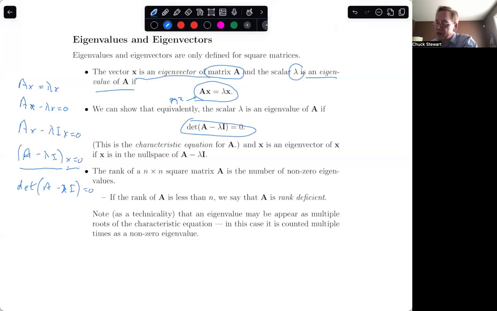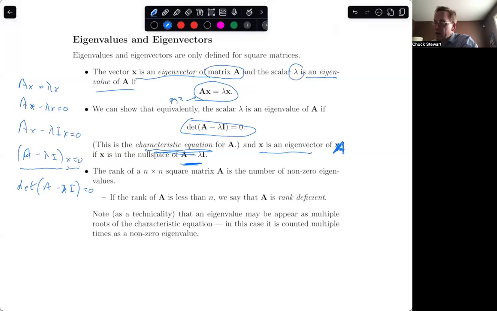So what this is called is the characteristic equation. And what we get is x is an eigenvector of A, not x, I can't believe I didn't catch that before, if x is in the null space of A minus lambda I. So null space is the set of vectors that gets mapped to zero.